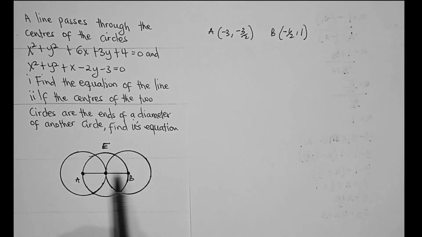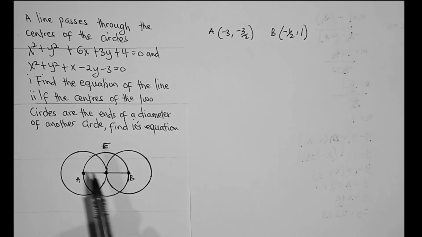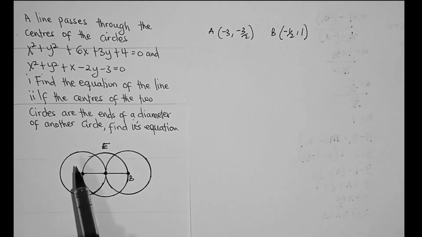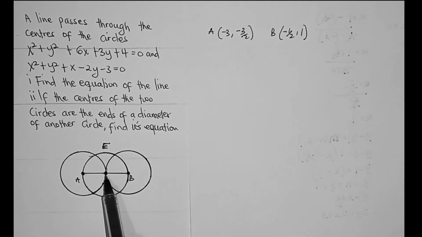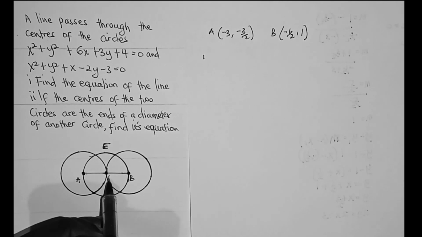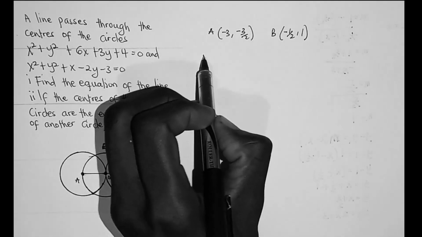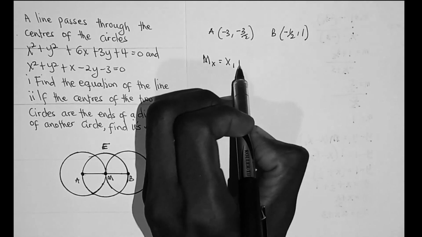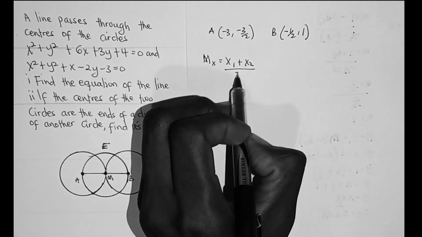So if it is the diameter, it means that halfway through that line is the radius. So we need to find the radius by just finding the midpoint between the 2 points A and B. And we can use that midpoint to find the equation of the third circle. So let's say the midpoint is M. The x component of the midpoint is just x1 plus x2 divided by 2.